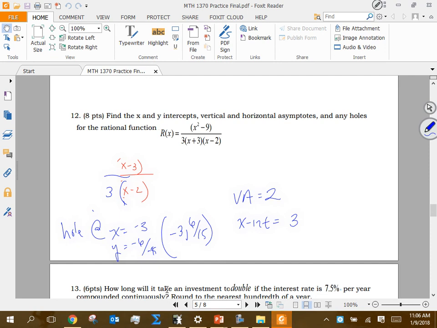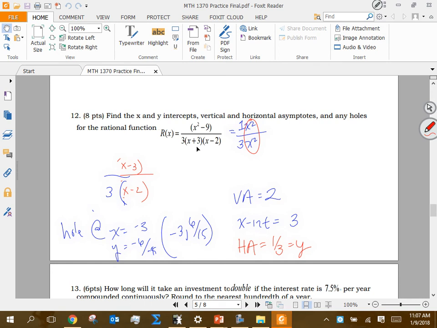And then horizontal asymptotes: the leading term in the top is x squared, and the leading term on the bottom is also x squared. If I were to FOIL that all out on the bottom, it's x squared. But up top, the leading coefficient would be 1. On the bottom, the leading coefficient would be 3. If you remember, when these terms are the same, you simply look at the leading coefficients, and that gives you your horizontal asymptote at 1/3, and it's y equals 1/3.